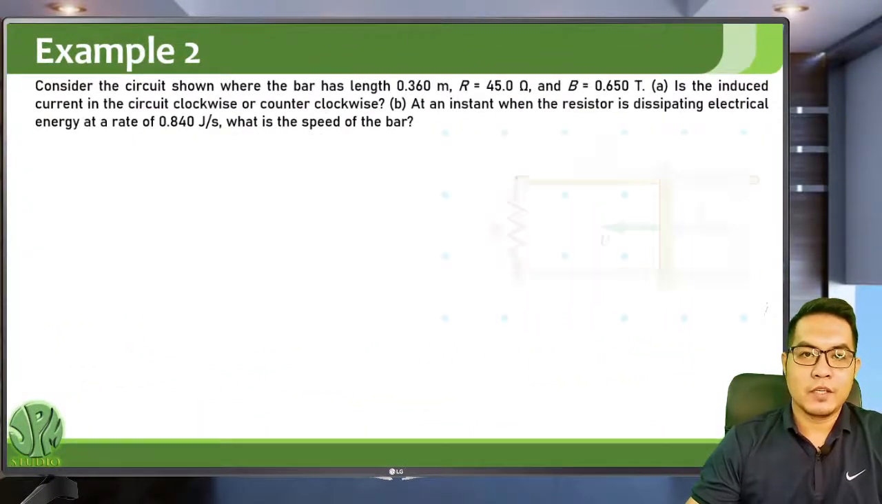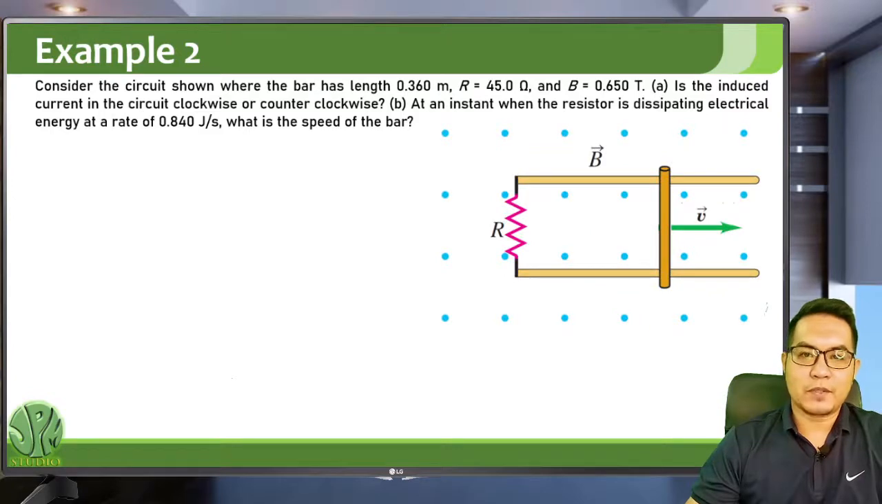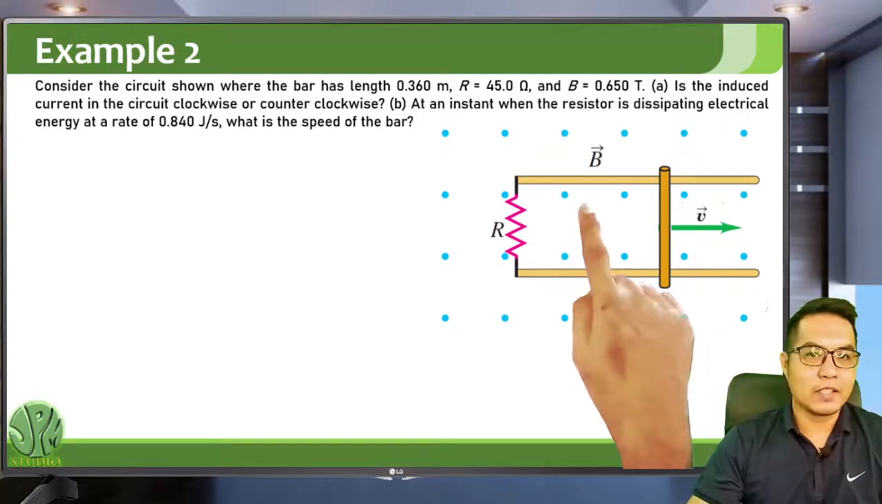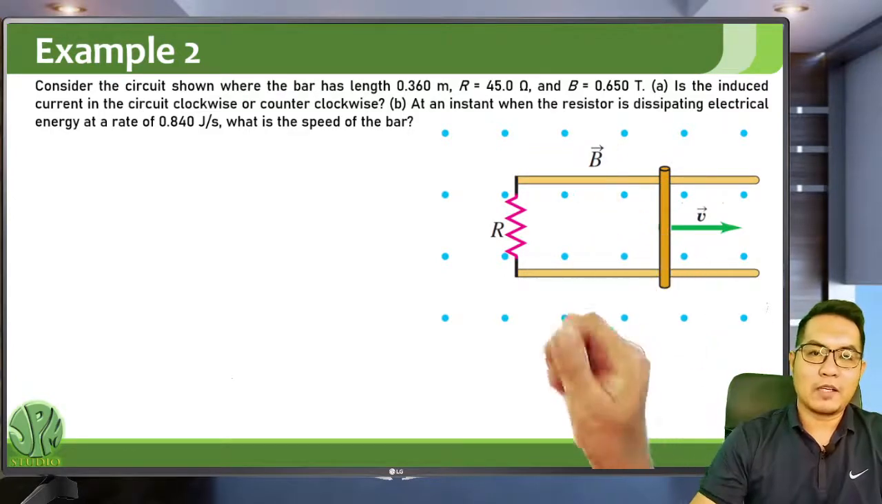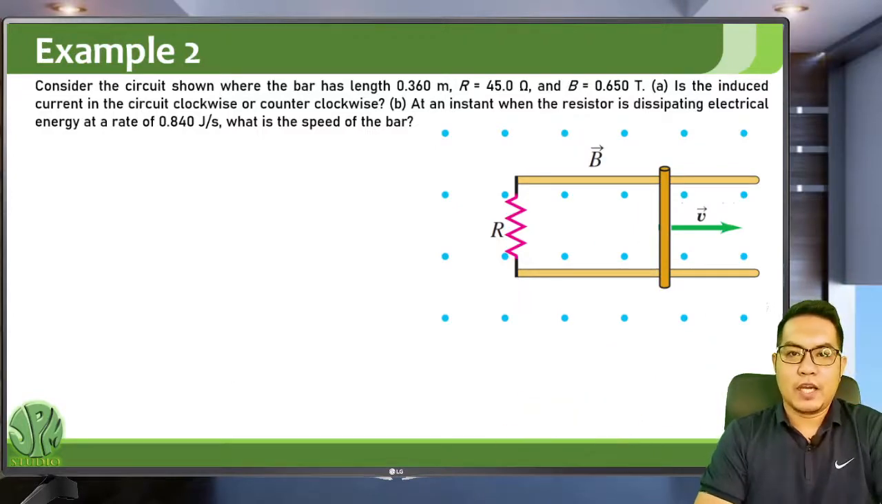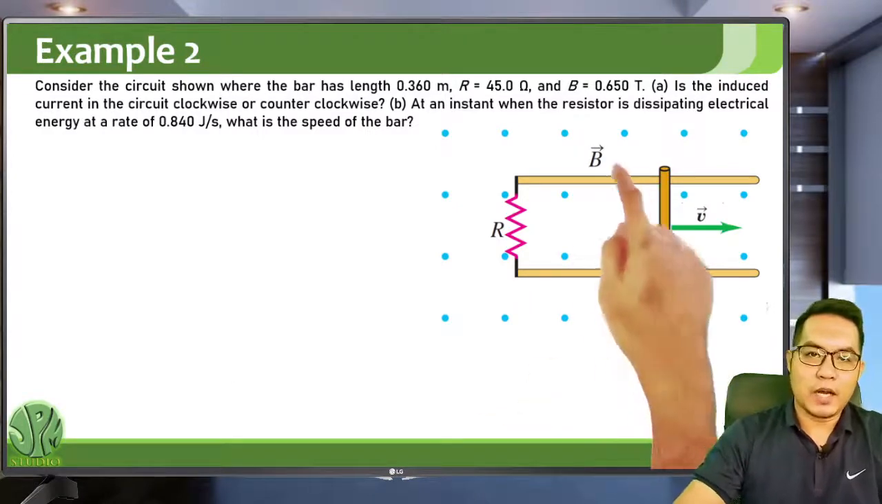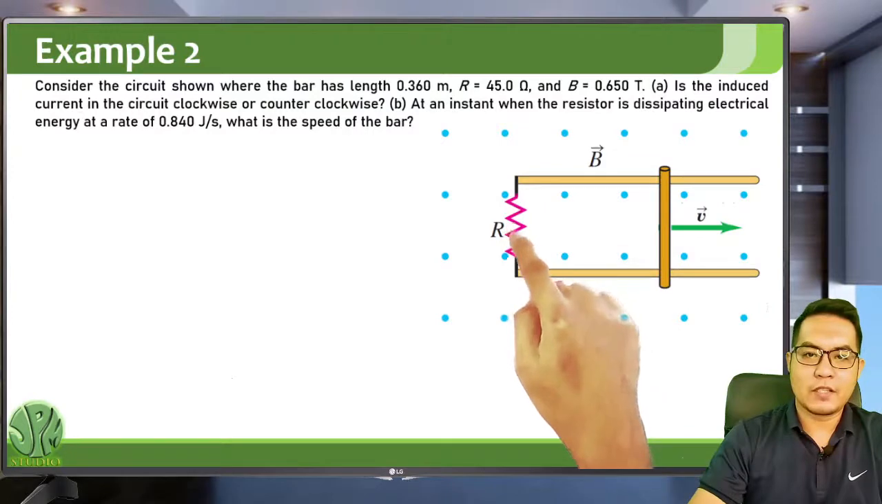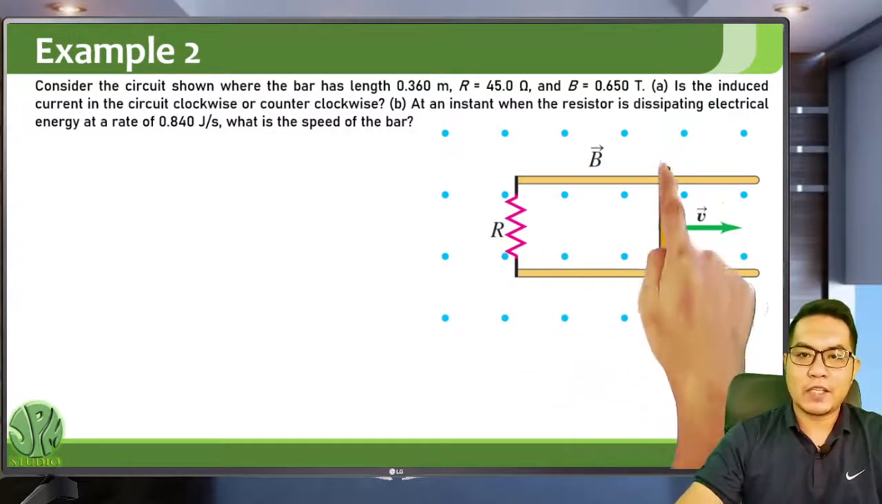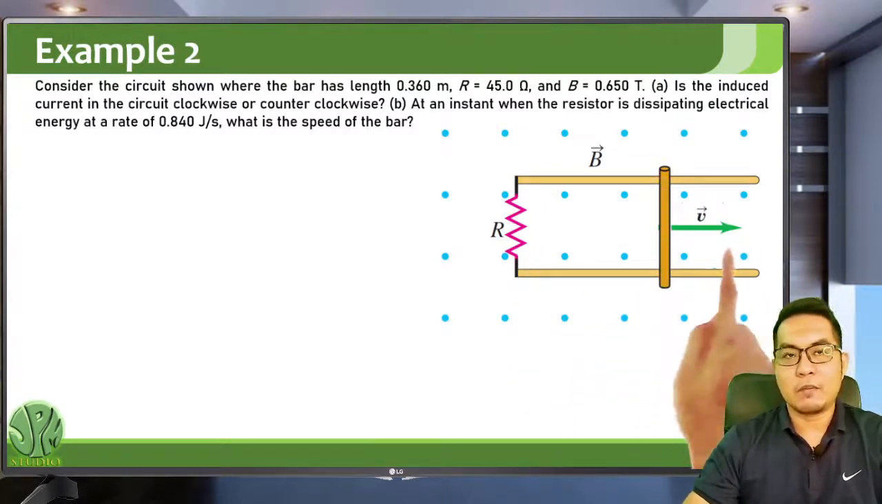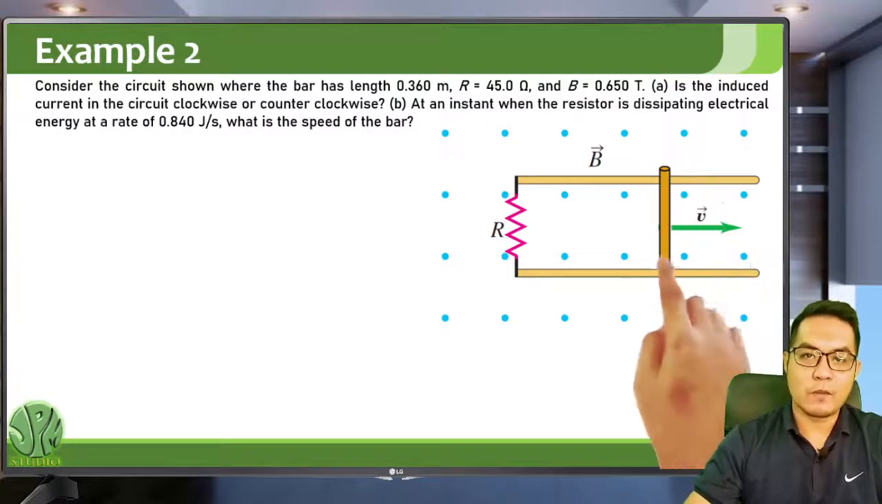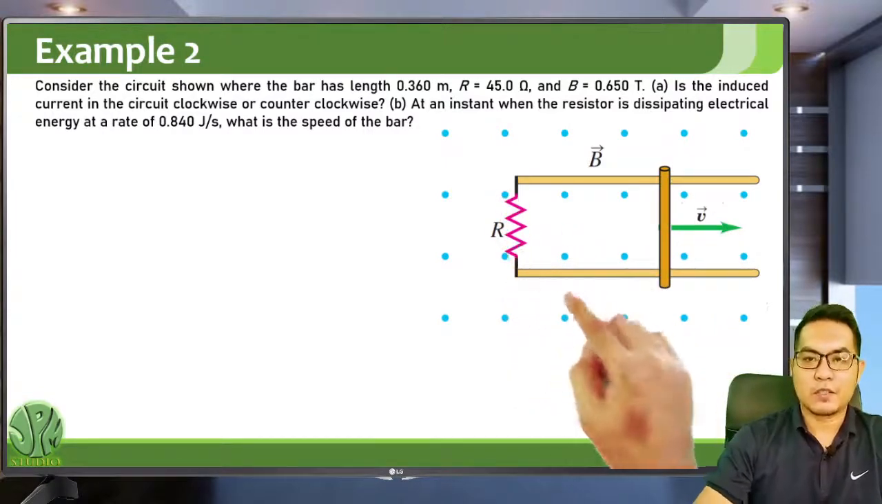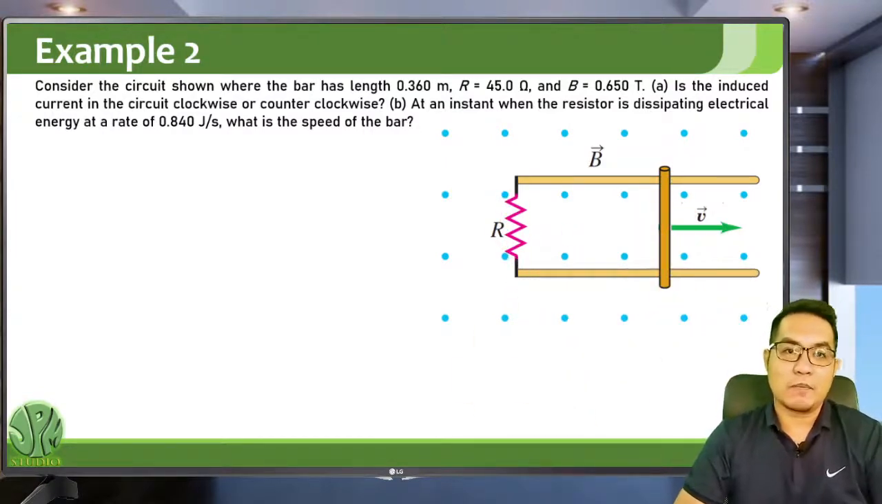Okay, so another example. In this case, the magnetic field is out of the page, and our loop here contains a resistor. This rod, since it is now moving, becomes a source of EMF. So you have a source of EMF and a resistor, so it's now a complete circuit. It's a simple circuit.